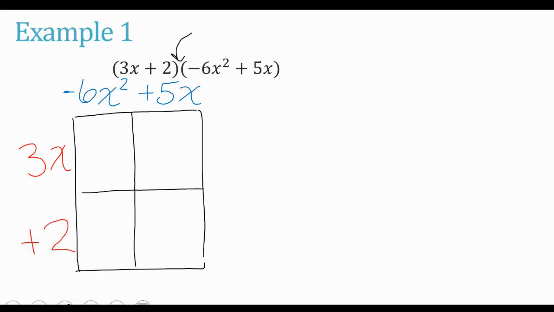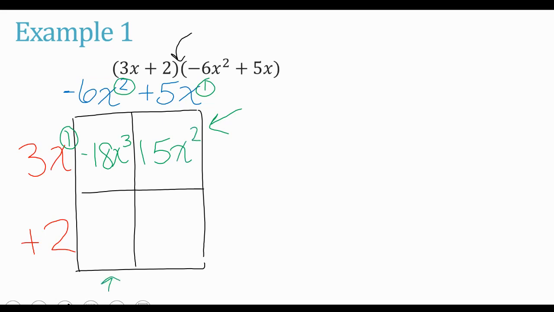I'm going to multiply those corresponding sides. I'm going to just put those invisible exponents to help me keep my thoughts together. So I have 3 times negative 6. That gives me negative 18. Add your exponents, you get x to the 3rd. Now this second box here, we have 3 times 5. That gives us 15. Add your exponents here. 1 plus 1 gives us 2, which is x squared.